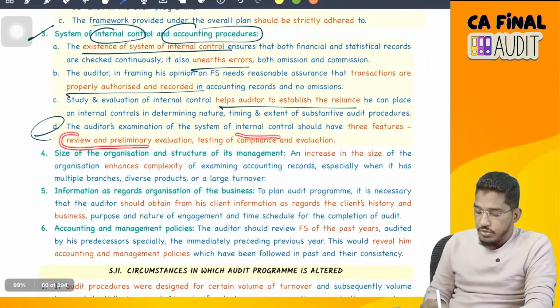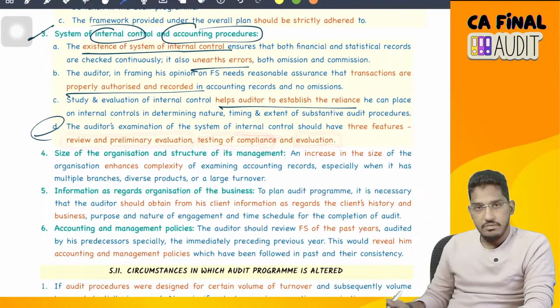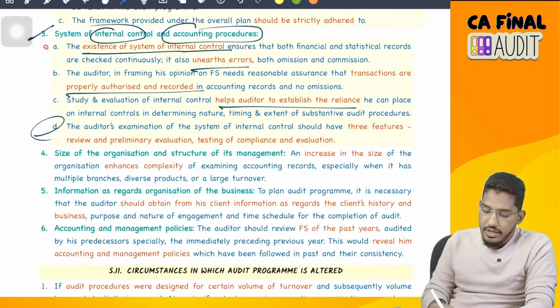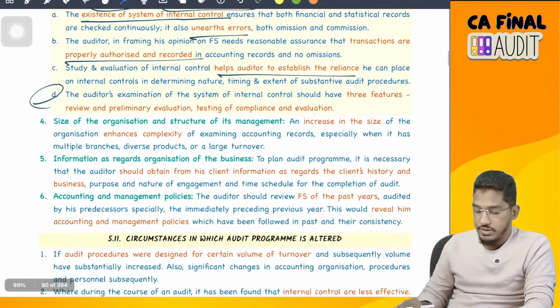Number 1, first we have to do review and preliminary evaluation. That means one basic study we have to do first. Then after that we have to test the compliance. Basically we have to first understand the controls, then we have to test whether they are operating effectively or not. Finally we have to analyze whether the controls are working effectively or not. So when you are drafting the audit program, include instructions regarding internal controls and accounting procedures also.